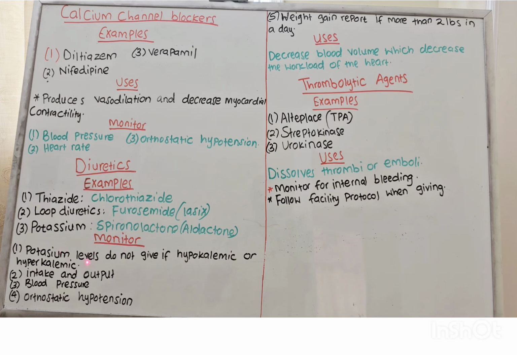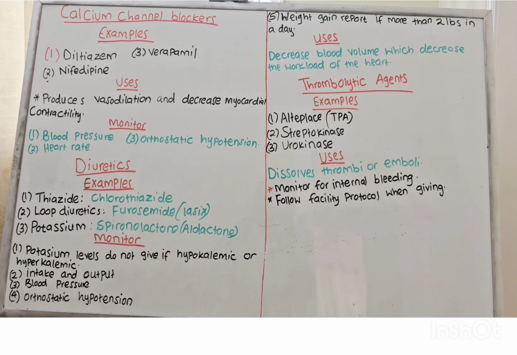Monitor for potassium levels. Do not give if the patient is hypokalemic, which is potassium level less than 3.5, or hyperkalemic, potassium level greater than 5. Monitor for intake and output. Monitor blood pressure and orthostatic hypotension. Monitor for weight gain and report if it's more than 2 pounds in a day. Uses of diuretics: it's used to decrease blood volume, which decreases the workload of the heart.